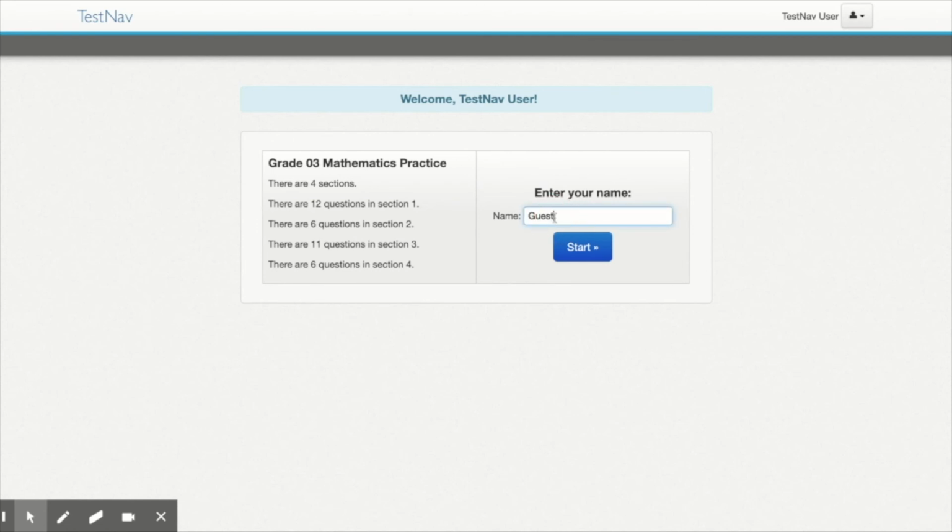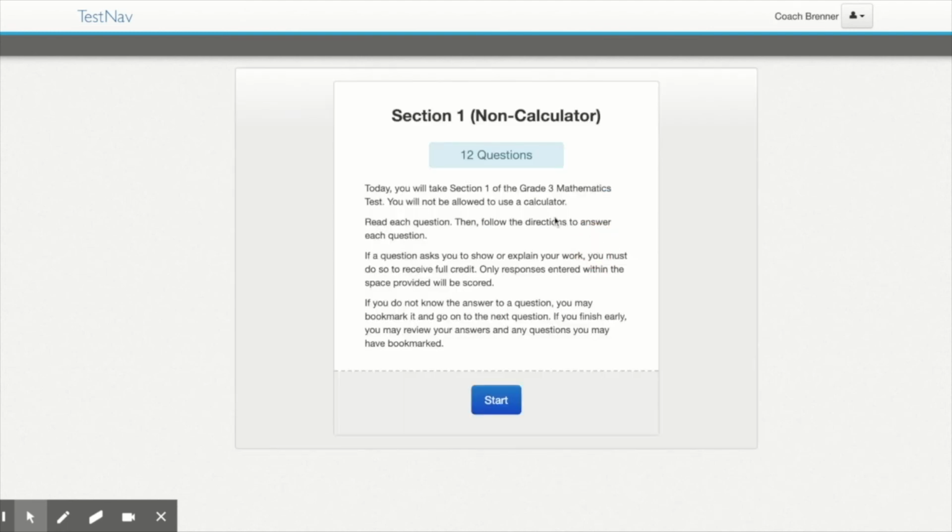When your students are practicing at home, though, they can type in their name. I'll just type in Coach Brenner, and then we're going to get started. So once we're here, we see that this is a non-calculator section. That means your students can't use a calculator. The calculator sections will actually provide the calculator on the screen for your students to use. So it's not necessarily that they have to use something that's right in their hands, but they could use one at home, or in school, if it's a calculator-permitted section of the test.